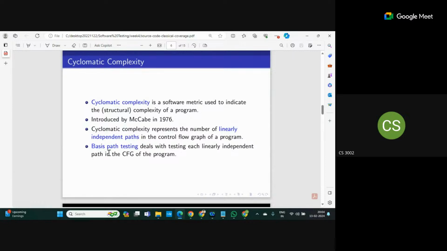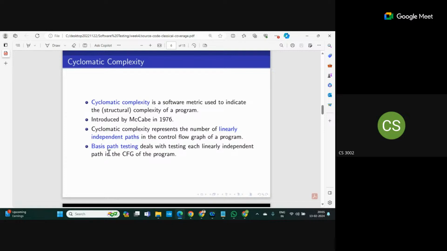Okay. So there are three things here. One is basis path testing. Second is what is an independent path or linearly independent path. And third is what is cyclomatic complexity, right? So basis path testing basically tries to test the linearly independent paths in a CFG. The linearly independent paths are also sometimes referred to as basis paths, right?